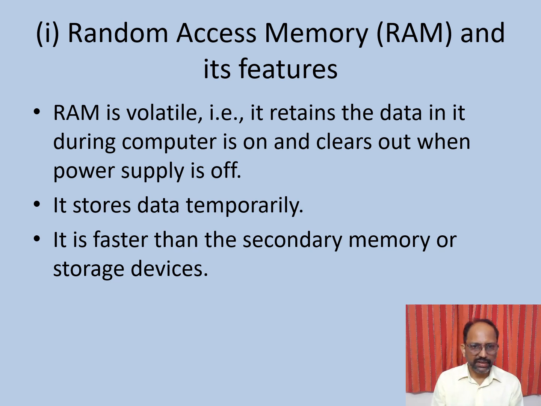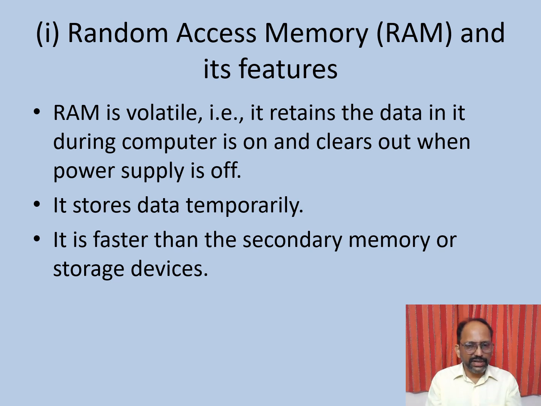The nature of RAM is volatile. It is a volatile memory. What is the meaning of volatile? Any data stored in this RAM during the functioning of the computer system, when the computer system is switched off, all the data stored in the RAM will be automatically cleared. We don't give any instruction. It will be automatically erased if the data is stored in the random access memory.